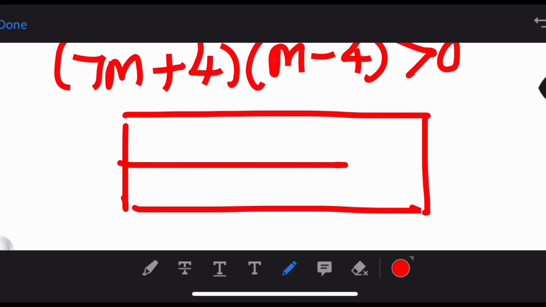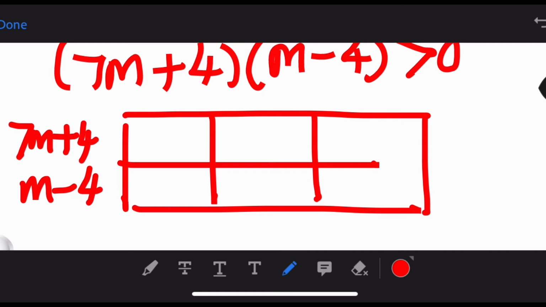So if table method, we have to write down the factors, right? And then n minus 4. Then okay, so we're going to write the symbol. So let's see if we actually try to put in the positive, negative, right? If we choose, let's say m is one value, which is negative 4/7. If you solve, m is negative 4/7. So we choose negative 1, 0, and 1.